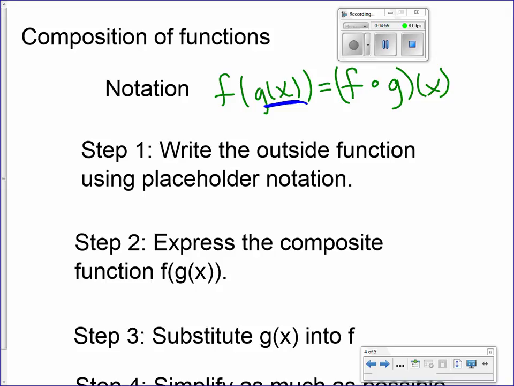And so we have here what we call an outside function and an inside function. So in this case, f is the outside, and g is the inside because it's inside of those parentheses. It's the input for f.